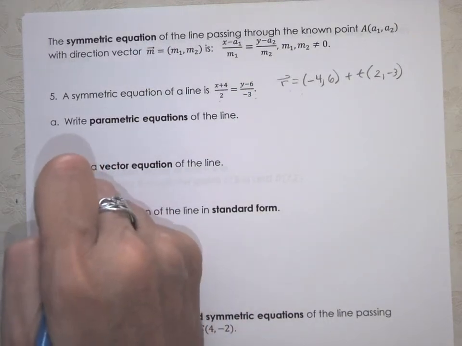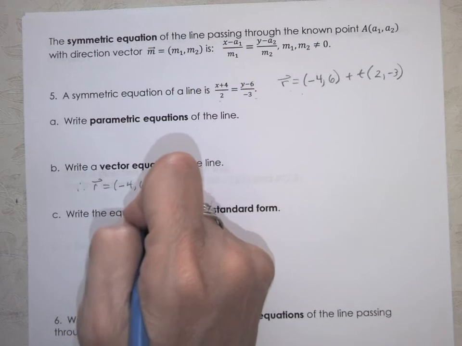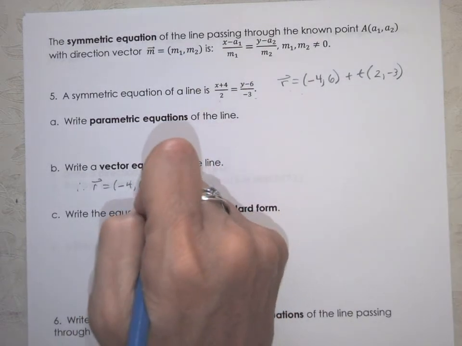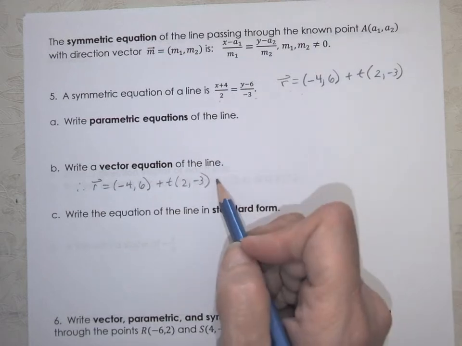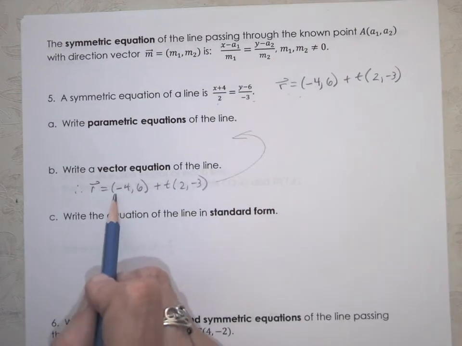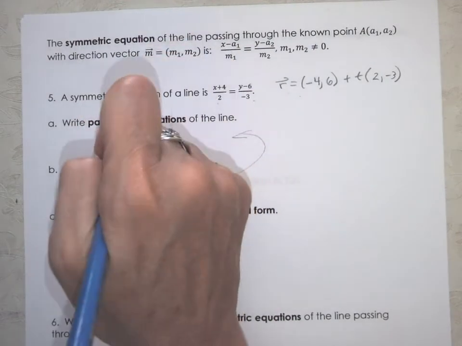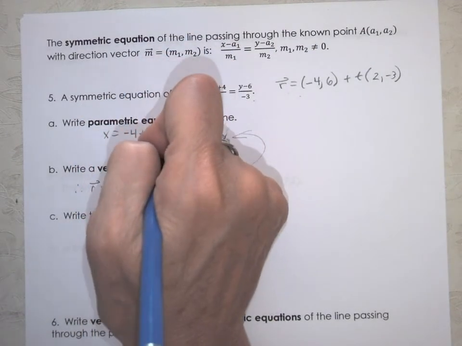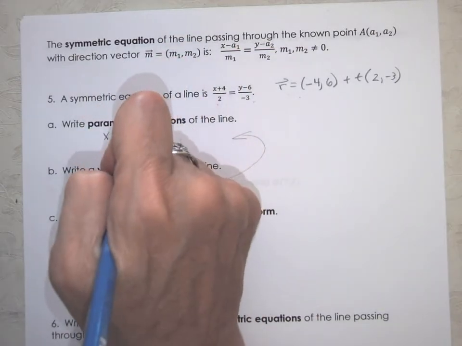And that's actually what part B is asking. So I'm going to go down here. I know a vector equation of the line is r equals (-4, 6) plus t times (2, -3). And from the vector equation, it's really easy to write the parametric equations out. So x is going to be -4 plus 2t, and y is going to be 6 minus 3t.